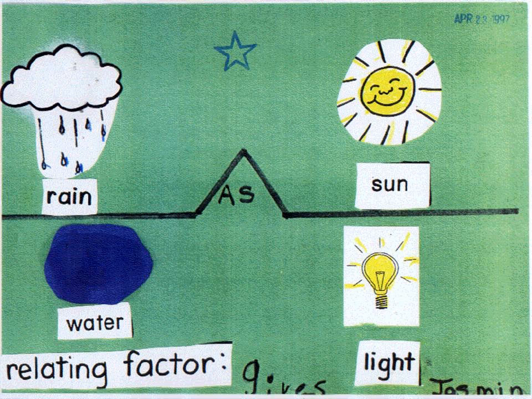This example that I found on the internet is a very low level, probably kindergarten example, but it shows how students are able to use this. The relating factor for this is "gives." So the student would be able to write rain gives water as sun gives light.